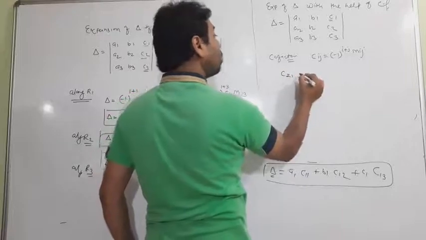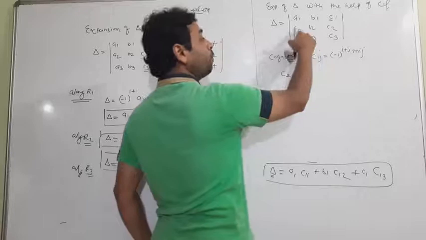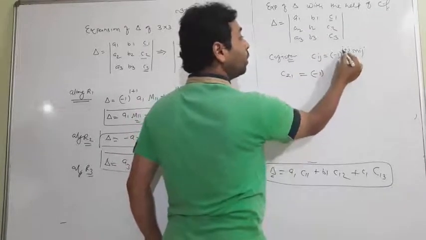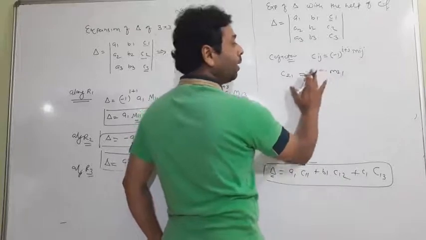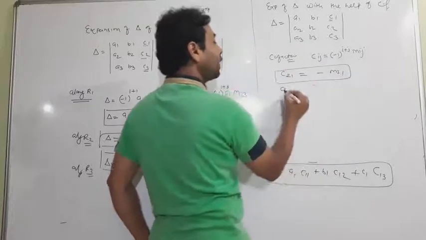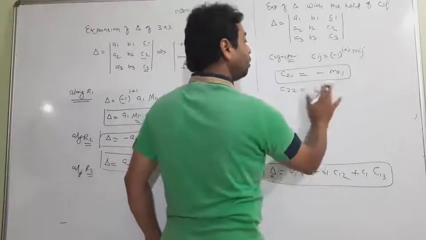C21. What is C21 meaning? It is 2 and 1, meaning the cofactor of A2. Do it fast. Minus 1 to the power 2 plus 1, which is 3, M21, meaning negative sign. So rubbing it, negative sign. Now, quick tell me C22. Minus 1 to the power 2 plus 2, positive sign. M22, meaning copy.